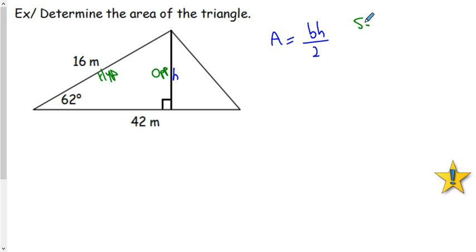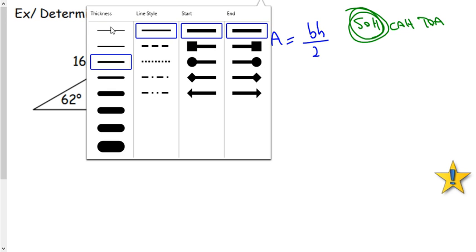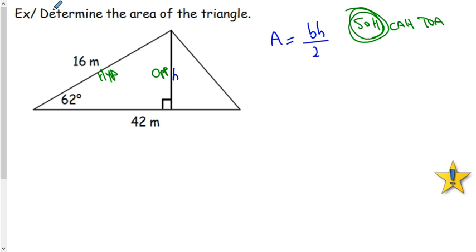If I write out the good old SOHCAHTOA, the opposite and the hypotenuse is the sine ratio. So I'm going to use the sine ratio to solve. So sine of 62 degrees is going to be my opposite over my hypotenuse. Opposite is h, our unknown. The hypotenuse is 16.